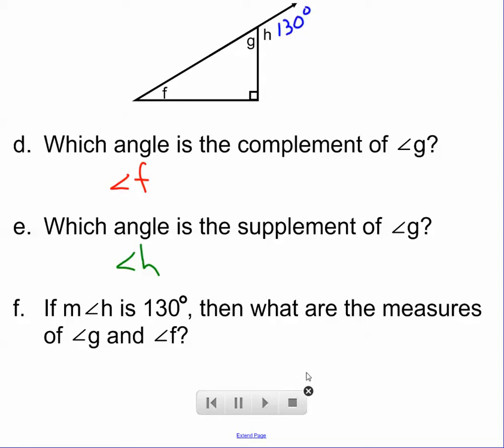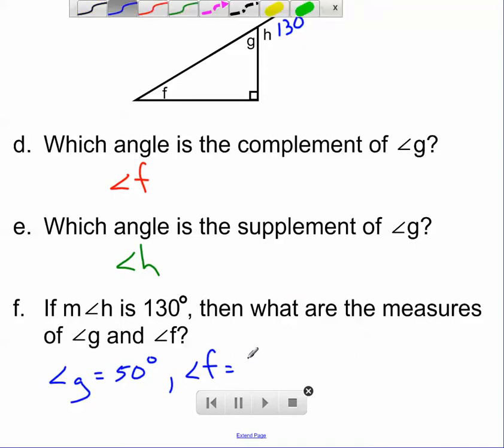So G is supplementary to it, so it should be 50 degrees. And F should be 30, I'm sorry, that's wrong. I almost did it again too. Let's fix that. F should be 90, correct? No, I'm sorry, 40, because G and F should add up to 90 degrees. So 50 plus 40 is 90. There we go.